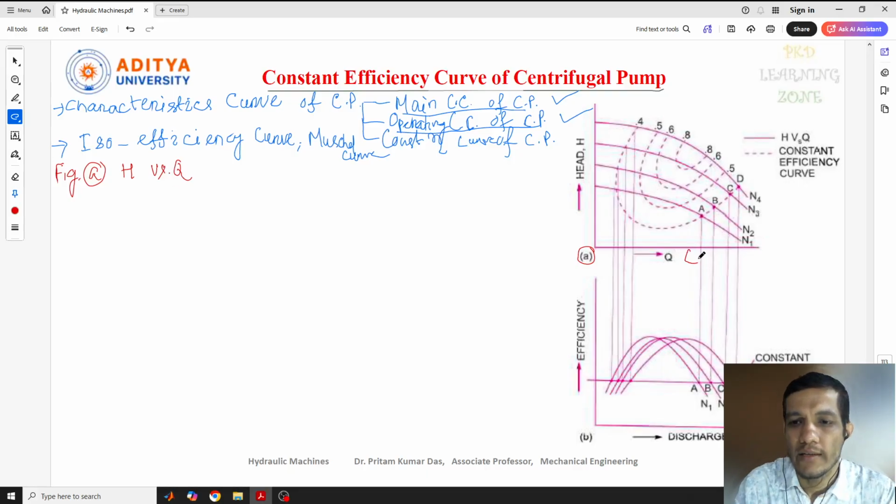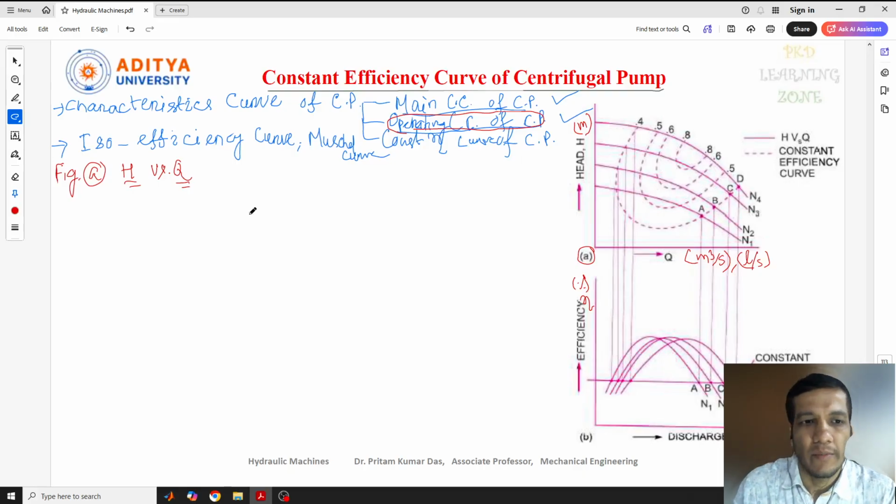Q, you know, is discharge, represented by meter cube per second, or we can take liter per second. This is our head, denoted by meter. Efficiency is in terms of percentage, and the symbol is eta. Here discharge is again in meter cube per second or liter per second, any one we can give. In figure A, the relation is between head versus discharge. I have already told you in the operating characteristics curves how this curve is structured.